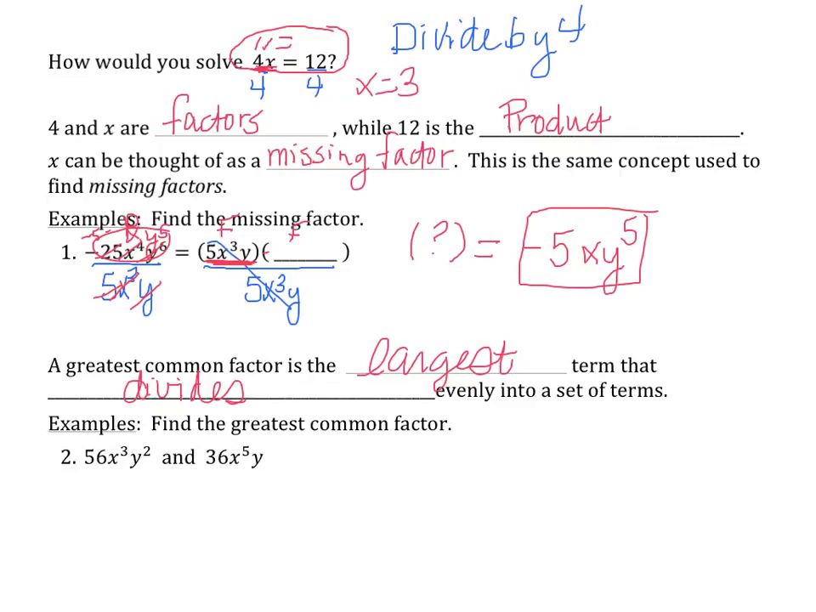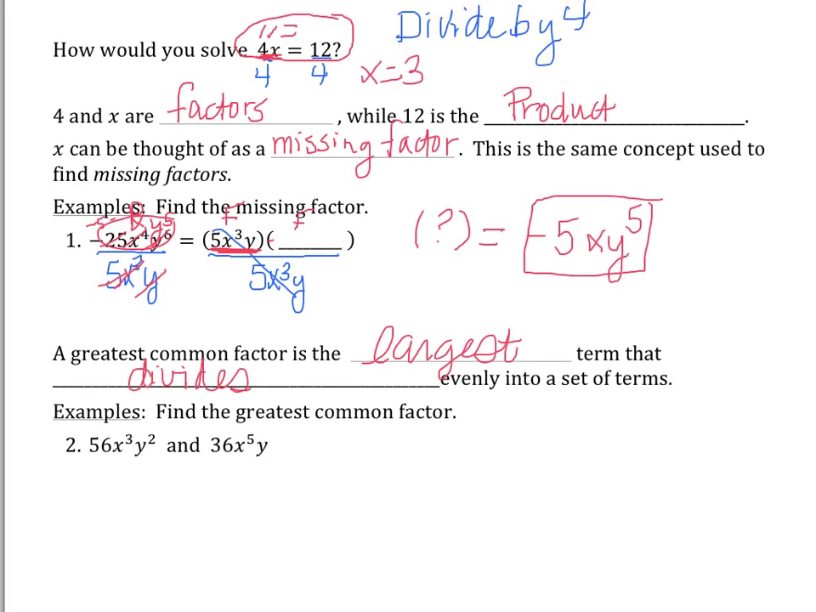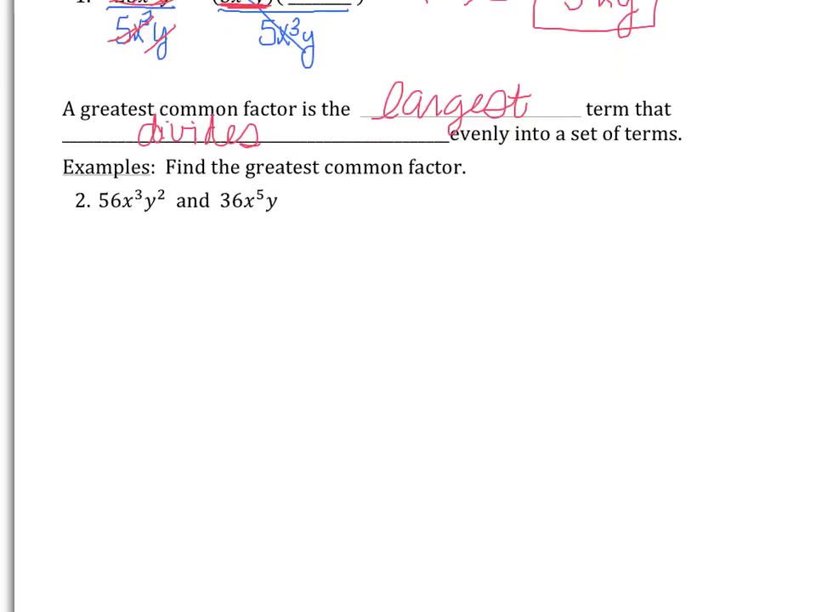Okay, so when we're working with monomials, we want to be looking at what will go into both of these terms. If you look at number 2, we have 56x to the third y squared, and we have 36x to the fifth y. I want you to think of that in expanded form. Think about how I could factor the 56.